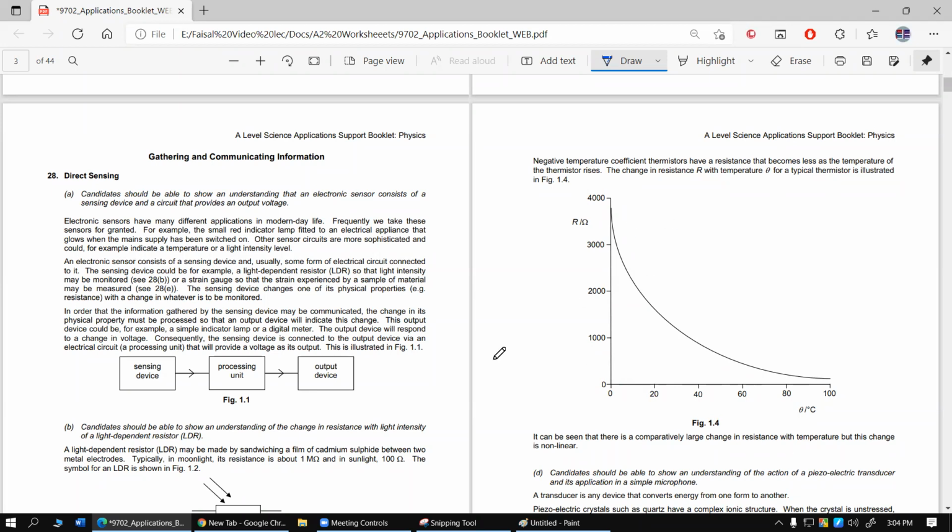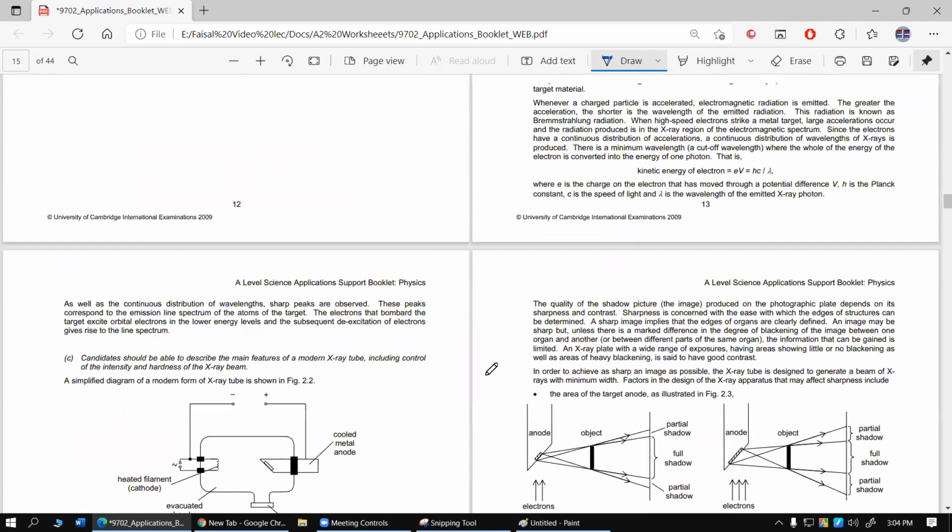So if we have a graph like this, if we have access to a certain graph like this for a certain component, then measuring one physical quantity can very easily be calculated or projected to find out the other physical quantity. So that's what is meant by a calibration curve.